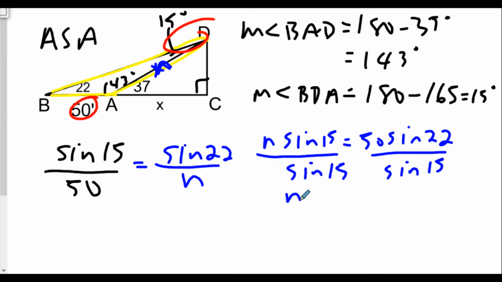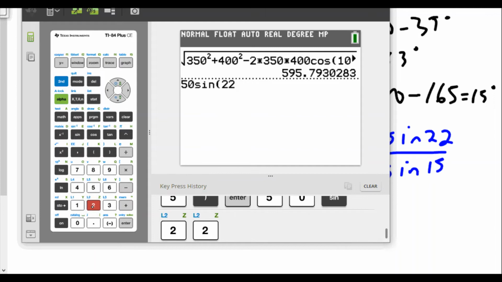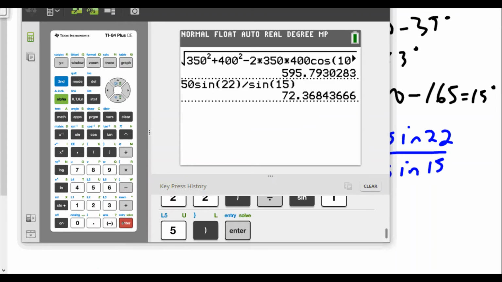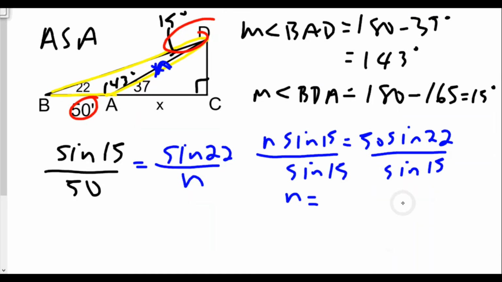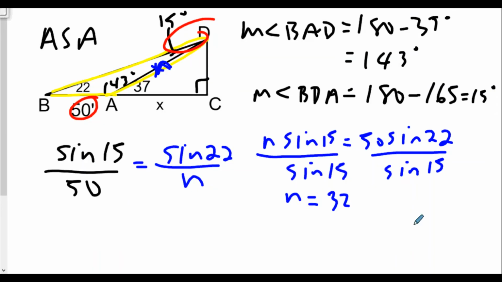Once we find N, we can use our normal rules for a right triangle. So we'll type in the calculator 50 sine of 22, divided by the sine of 15. And we're going to get 72.36843366, which will be about 72.37.